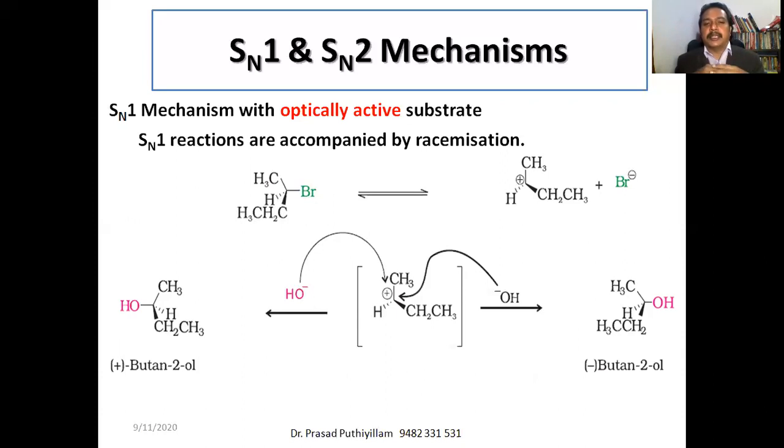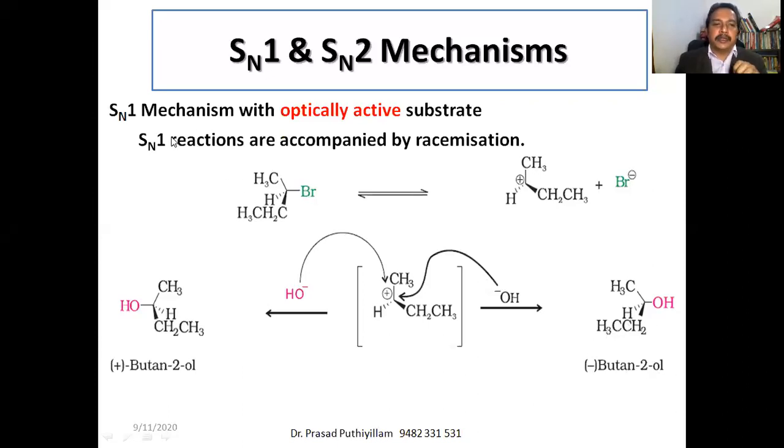If the plane polarized light is rotated in the clockwise direction, we call it dextrorotatory. If it is rotated in the counterclockwise or anti-clockwise direction, we call it levorotatory. The dextrorotatory, which rotates the plane polarized light to the right, we represent with a plus sign. And the one which rotates to the left, or counterclockwise, levorotatory, that is negative. So here, positive butan-2-ol means it is a dextrorotatory molecule. Negative butan-2-ol is a levorotatory molecule.